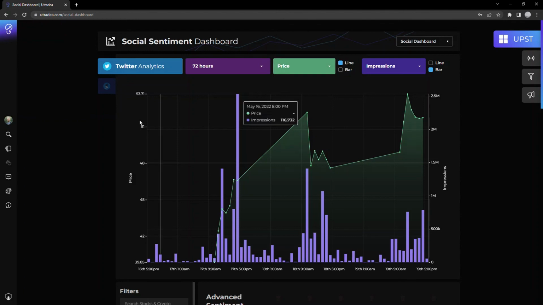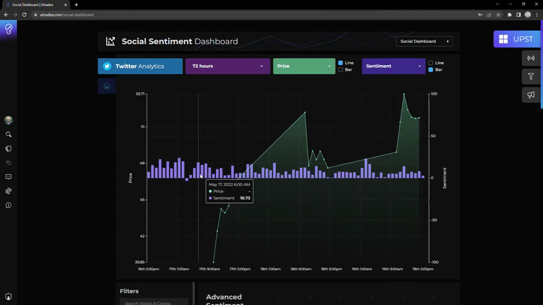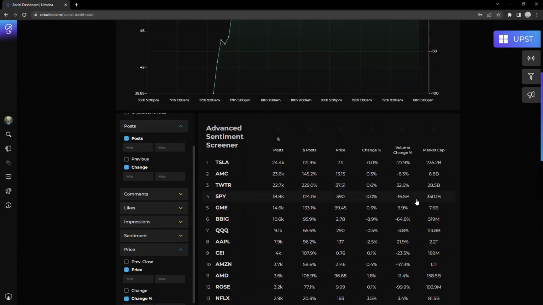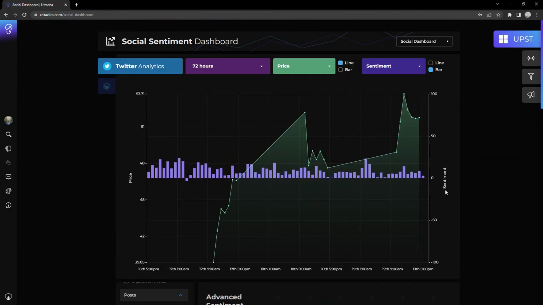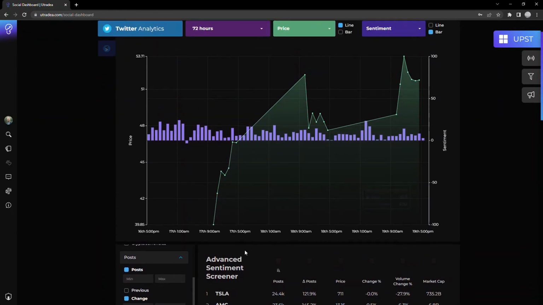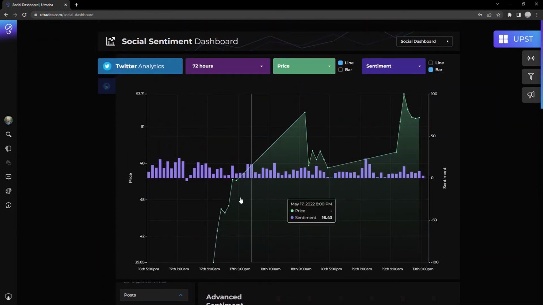Anyway, hopefully you guys found this useful. Like I said, there's a ton of awesome features here. You can look for any ticker that you have or maybe are thinking of buying into, and see how it's been trending over the last little while. But for Upstart, things are looking pretty solid, and it'll be interesting to see how it closes out the week.